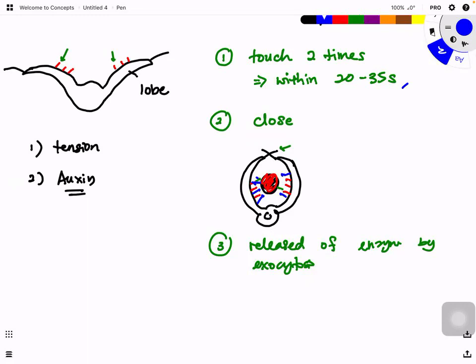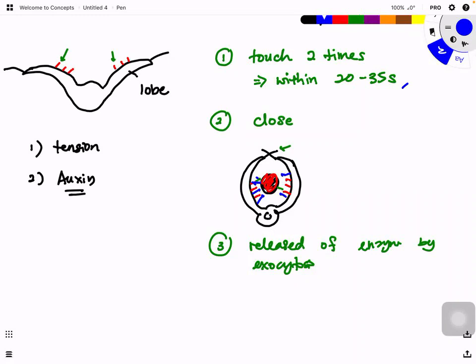But if a big insect continues to move inside, it will cause the Venus flytrap to close tightly. Then, because of the movements of the insect, it causes the release of the enzyme by exocytosis because of the calcium ions. It triggers the entry of the calcium ions. Calcium ion is always involved in exocytosis.